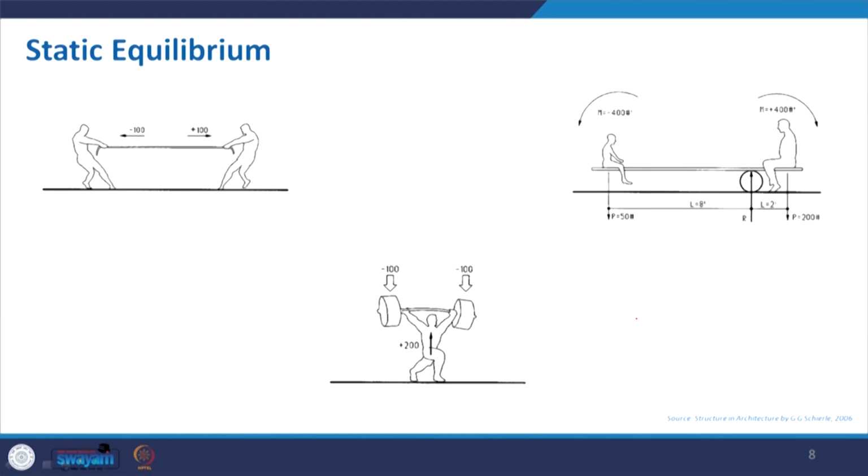In this case, these are schematics taken from the book Structure in Architecture. Here, two people are again pulling the rope against each other, and consider that both are giving the same amount of force in different directions. So, if we take plus and minus, then it will sum to 0, and whatever the point is, it will remain the same. Now, you add another person in this category, and obviously this particular point will shift toward this side, because then both will not be equal.